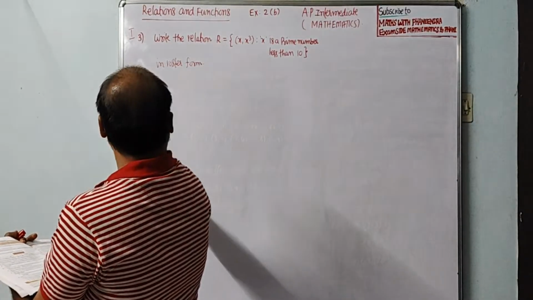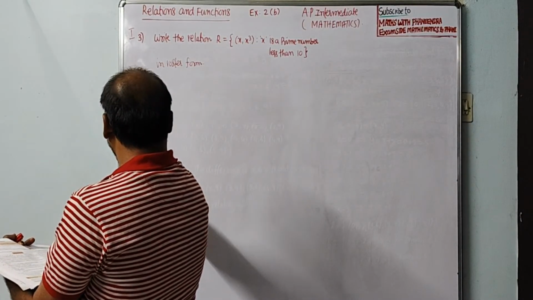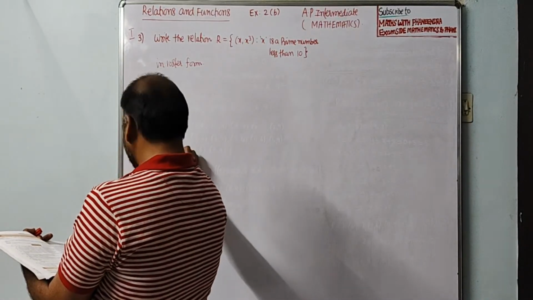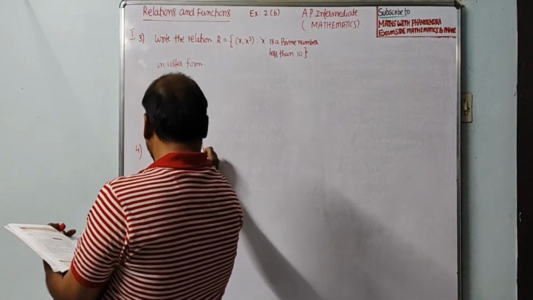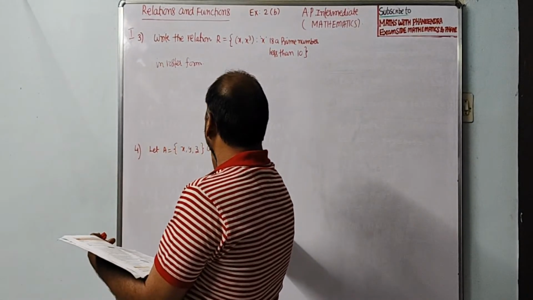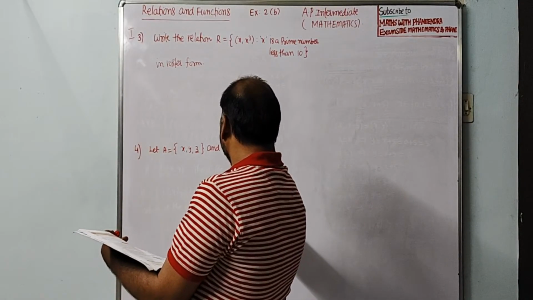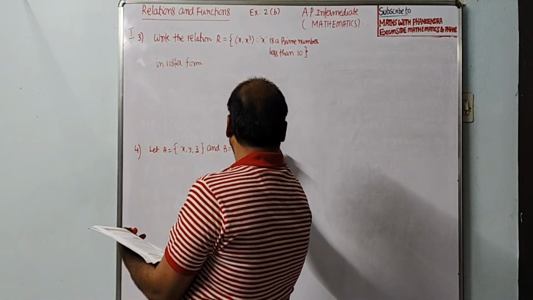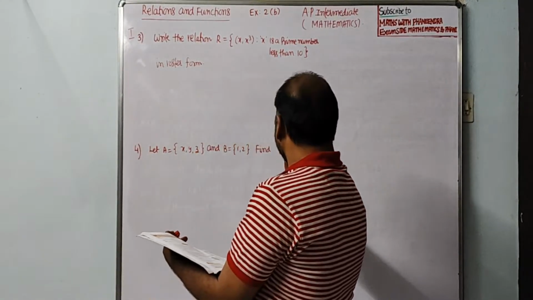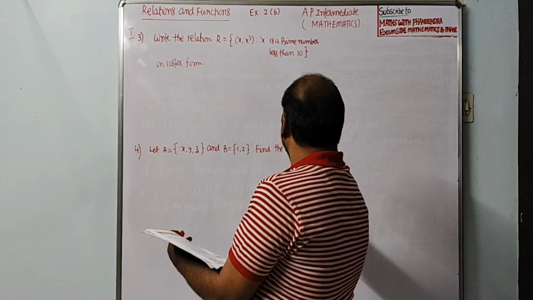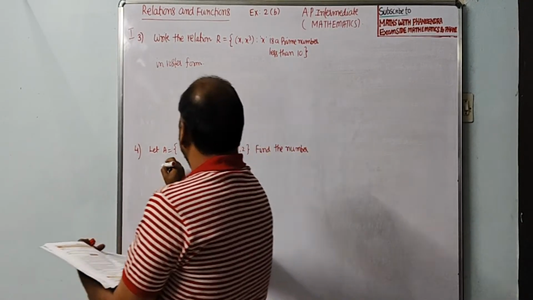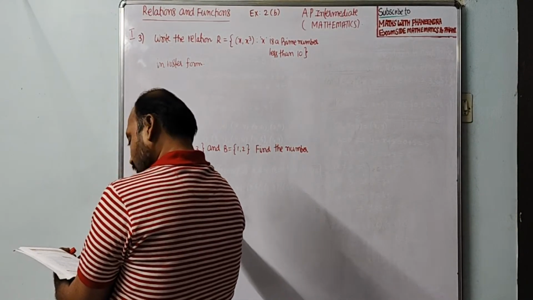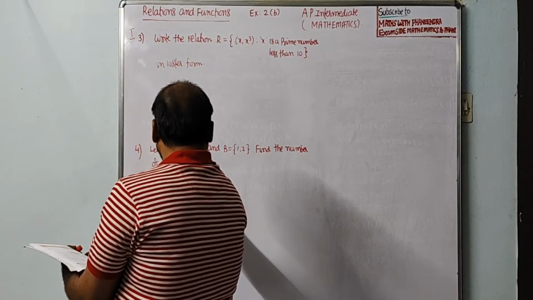Next, question number 4. Let A equal to {x, y, z} and B equal to {1, 2}. Find the number of relations from A to B.